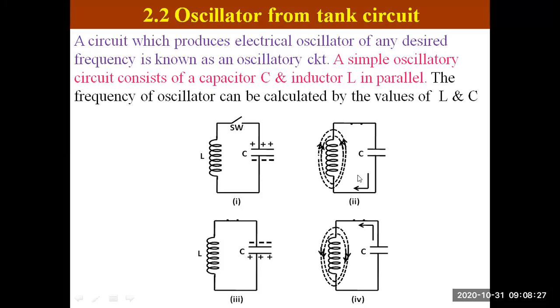As the electrons flow in this direction, there is a flow of electrons. When electrons or current flow through this conductor, what happens? A magnetic flux, a magnetic field, is developed surrounding this conductor. And when this capacitor is completely discharged, at that time the electrostatic energy is converted into magnetic energy.